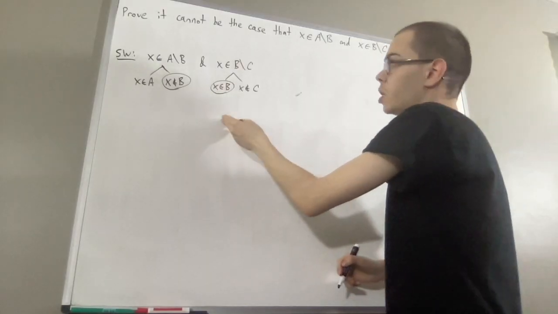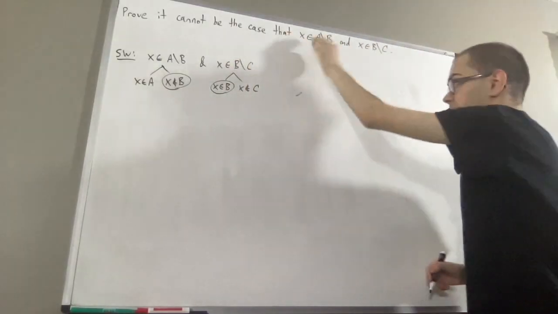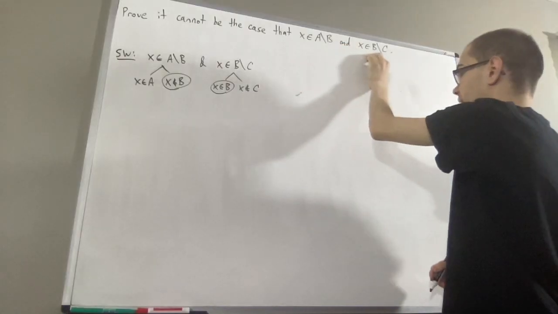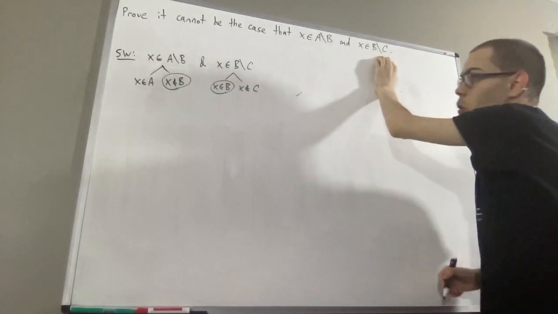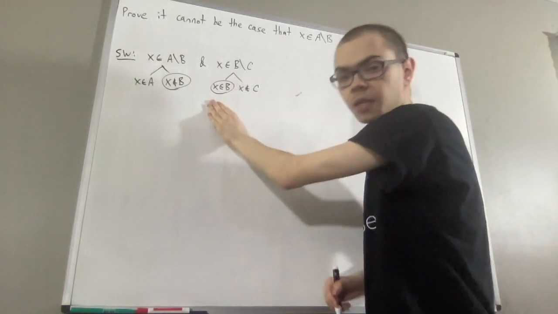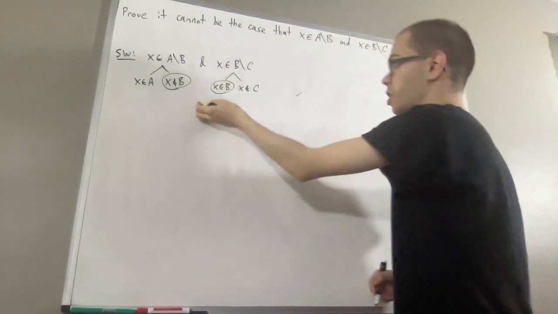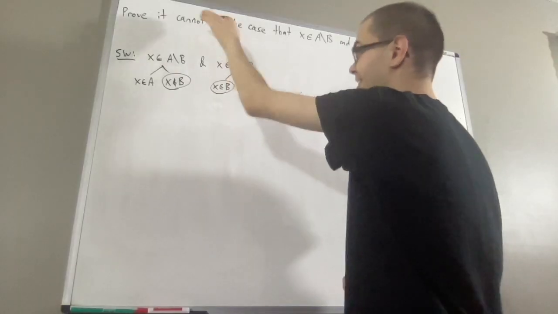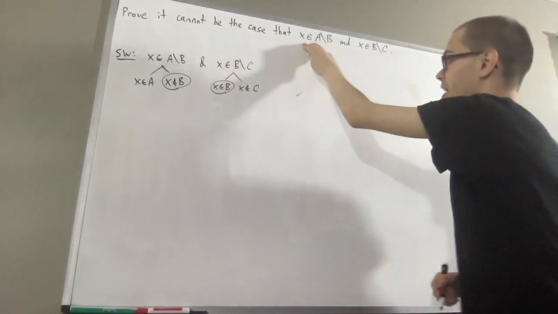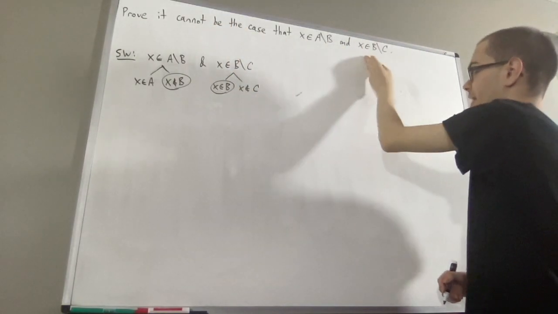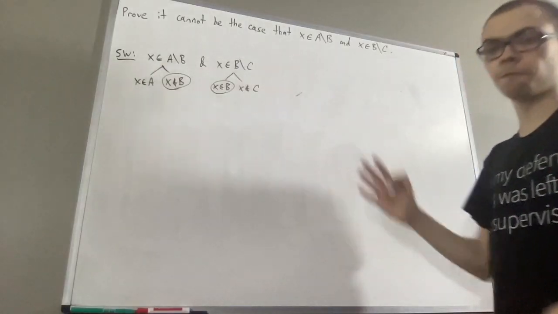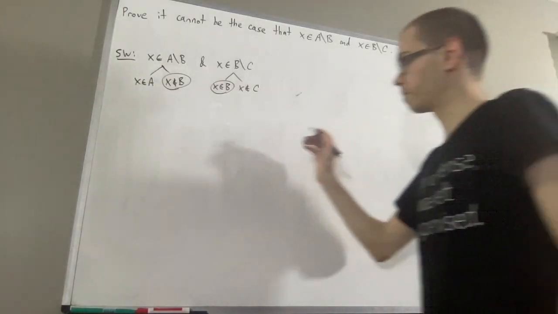So, assuming that it is the case that x is an element of a set minus b and x is an element of b set minus c will lead us to a contradiction. Therefore, since our assumption leads us to a contradiction, we must instead have that it is not the case that x is an element of a set minus b and x is an element of b set minus c. So we have a proof. It's just going to be a proof by contradiction.